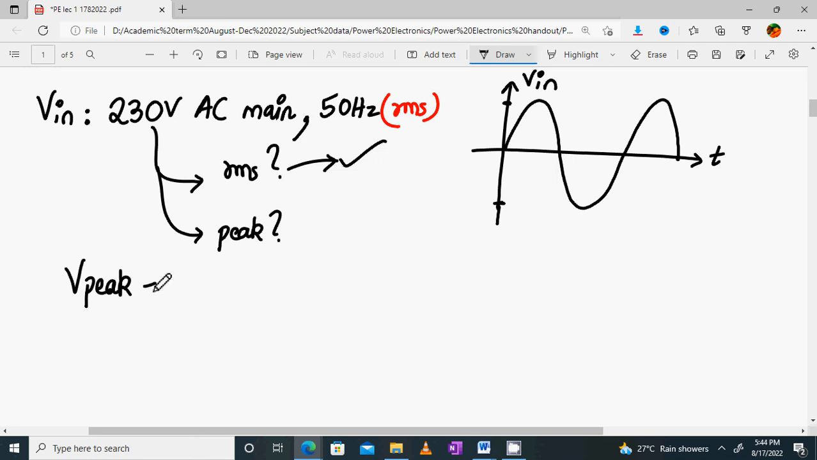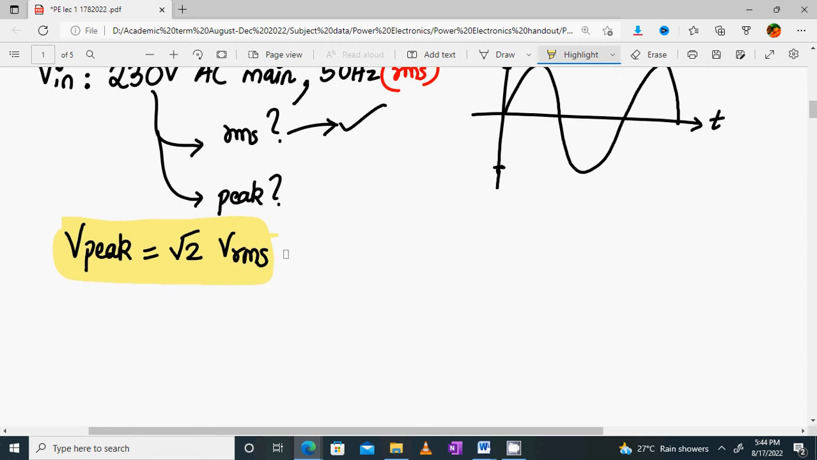Peak value is root 2 times the V RMS value. It's a very, very important relation. Please note it down in your books. Peak value is root 2 times the V RMS value. In our case, what is the RMS value given to us? 230. So 230 into root 2 will be, just calculate in your calculators. What's the answer it is giving?